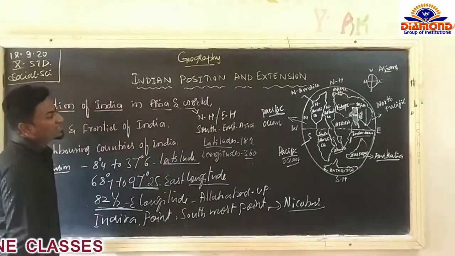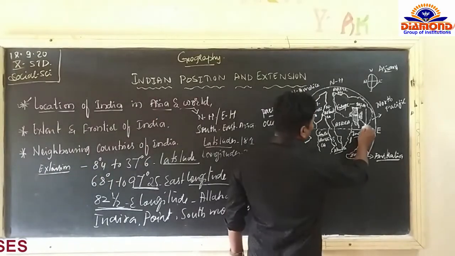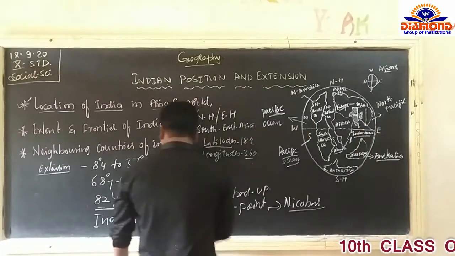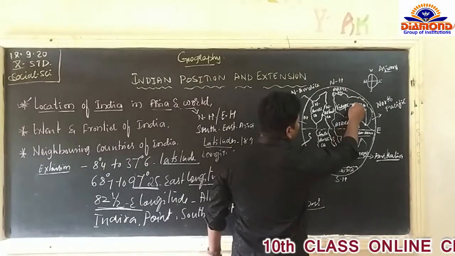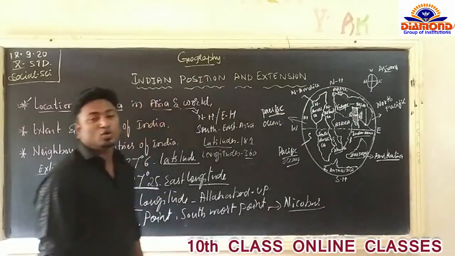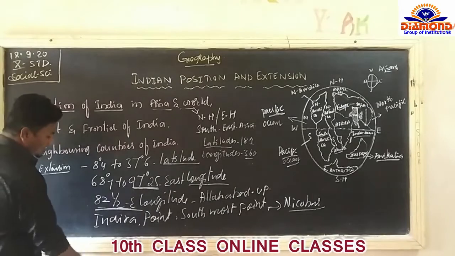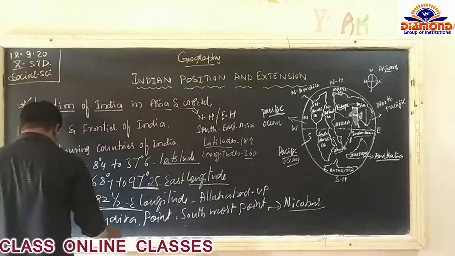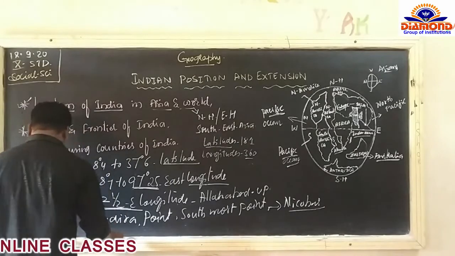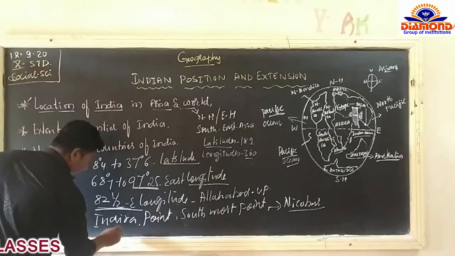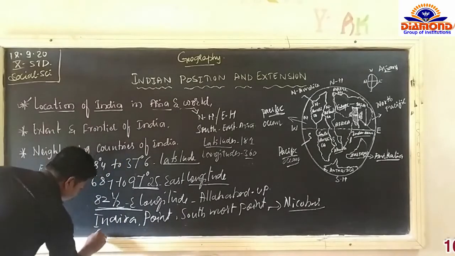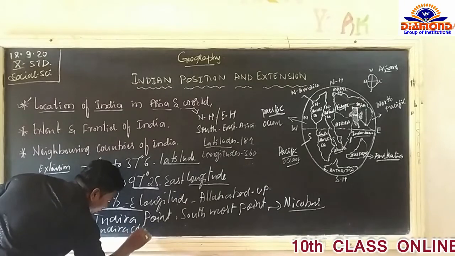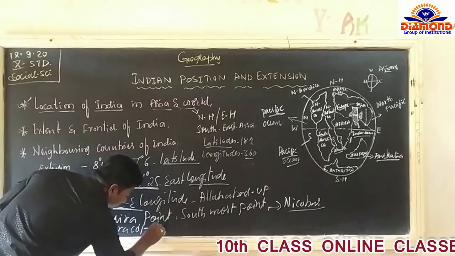Then what is the first extension of the body? The last part of India is Indira Point. Then the first point of India, we also see, is the northern tip of India. It is Indira Col. Just the name changes: Indira Point in the south, and Indira Col in the north.